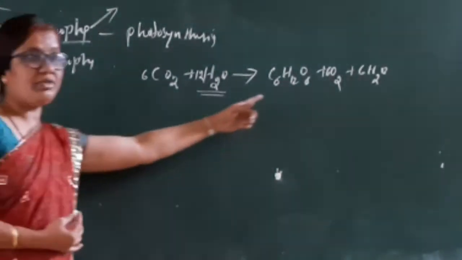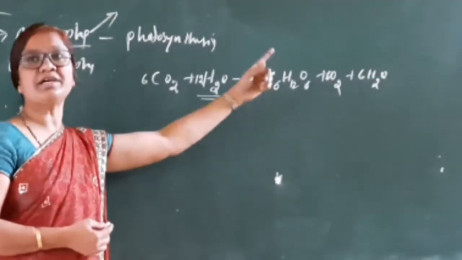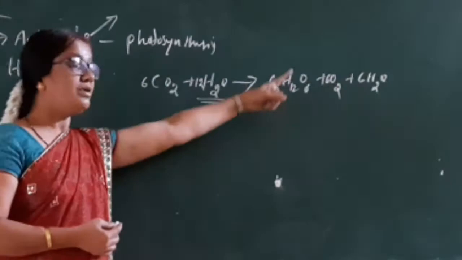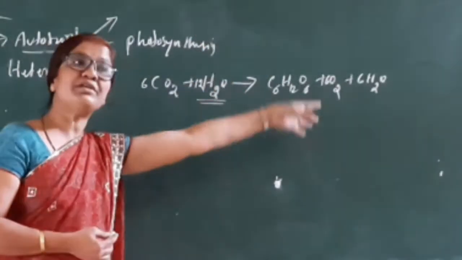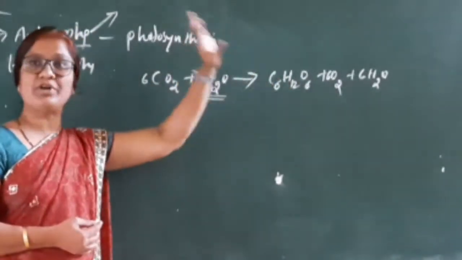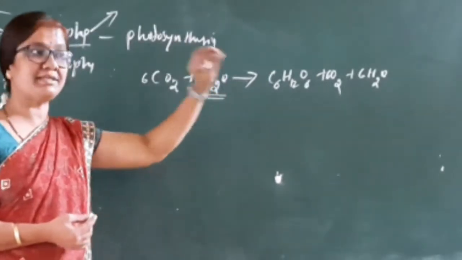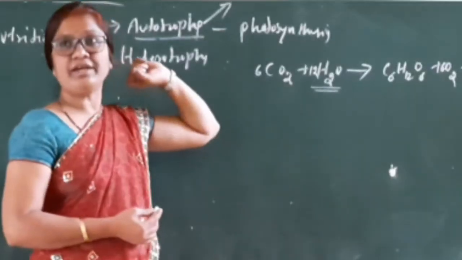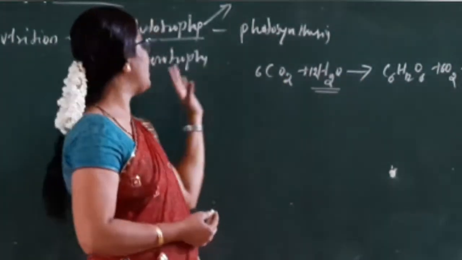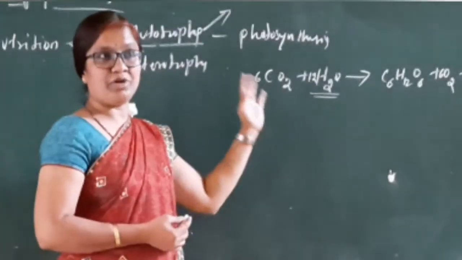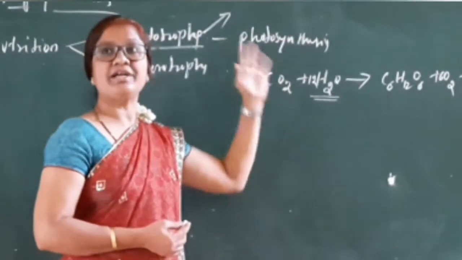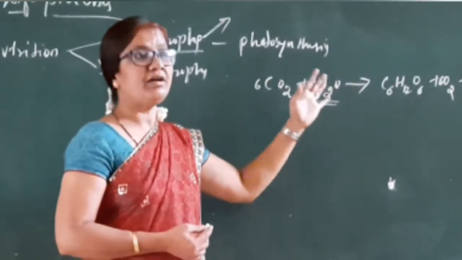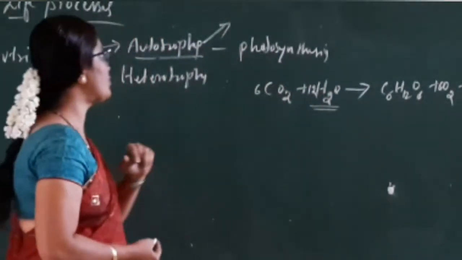This is how the phenomenon takes place among the green plants. Excess water will be removed, because complete water is not utilized by the plants. So we will get oxygen from the green plants. Green plants, cyanobacteria and photosynthetic bacteria are called autotrophs.